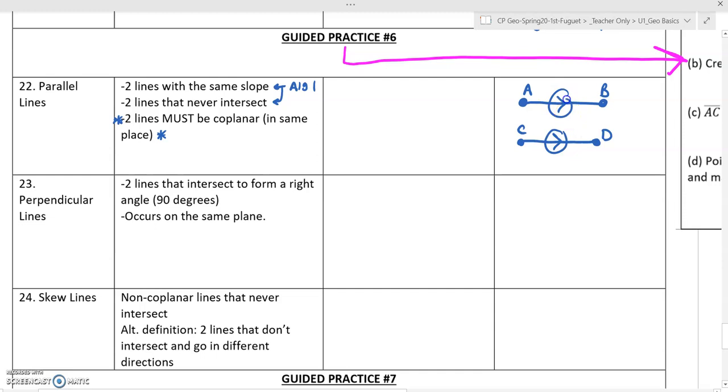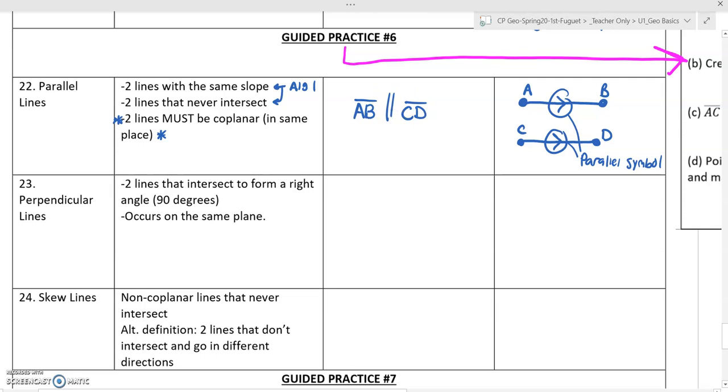So I'm just going to make a little line here. This is the parallel symbol. That's the parallel symbol. And the other way that we can describe this in writing is we would say AB is parallel to CD, and the symbol for parallel is two straight up and down lines, just like that.